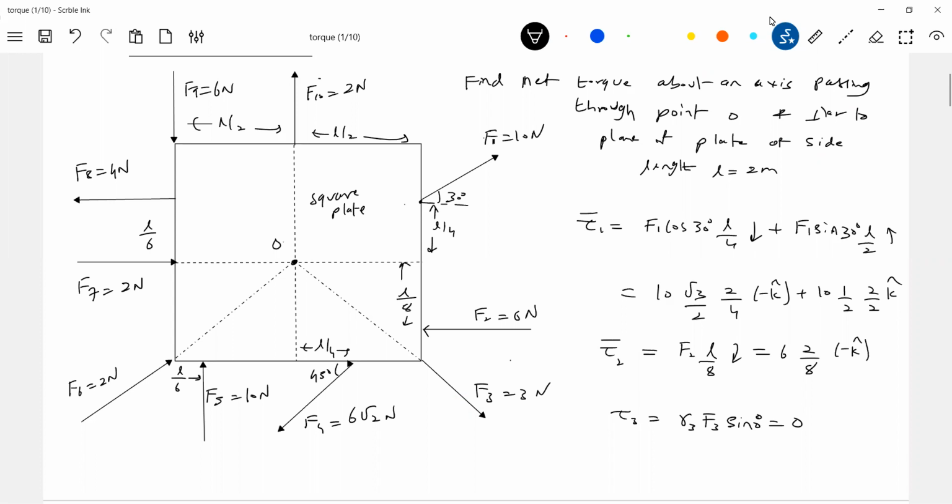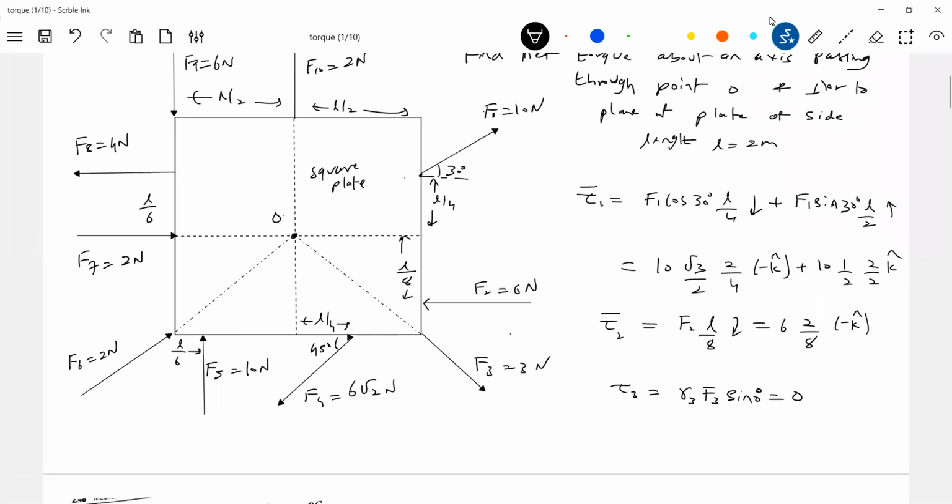Next, again come to F4. What are you going to do? For F4, the similar method. F4 cos 45, the component of force along the negative x-axis. What is the perpendicular distance? It will be L by 2. Clockwise. For the time being, you write it clockwise, or directly, if you want, you can curl from R bar towards F bar. Then you can see the thumb is into the plane. Into the plane is minus k cap.